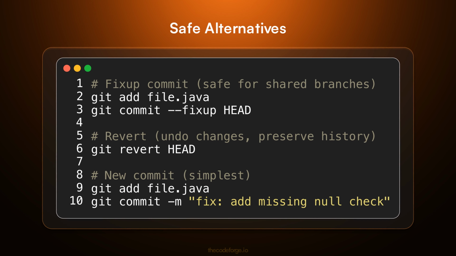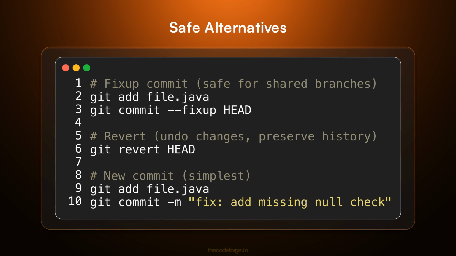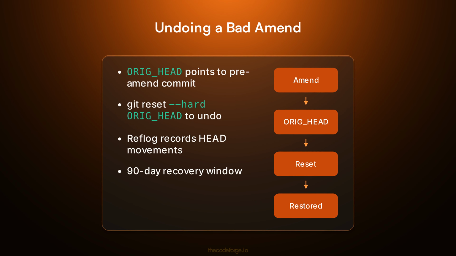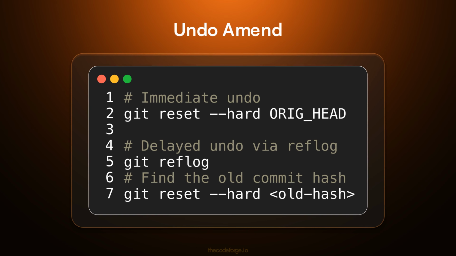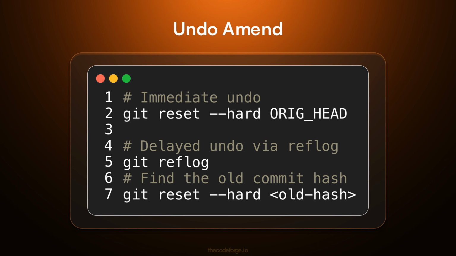On shared branches, create a fix-up commit that auto-squashes during rebase, or use revert to undo changes without rewriting history, or just create a new commit. If you amend and immediately regret it, ORIG_HEAD holds the old commit. Use git reset --hard ORIG_HEAD to restore. If you've run other commands, use git reflog to find the old commit. ORIG_HEAD is overwritten by the next dangerous operation. For delayed recovery, use reflog. The old commit remains in your local repository for 90 days.